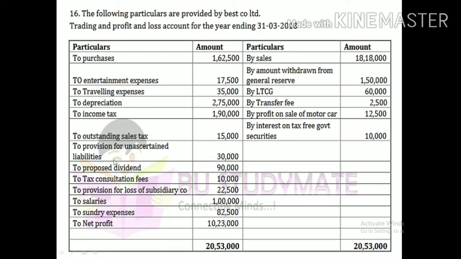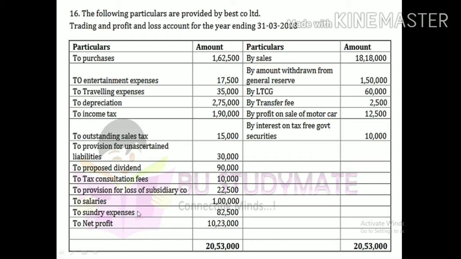Then provision for uncertain liability. A provision created against uncertain liability is inadmissible. Add back to the profit. Then proposed dividend. If proposed interim dividend is there, that should be added back to the profit. Then tax consultation fees is allowable, just ignore. Then provision for loss of subsidiary company is inadmissible, so add back. Then salaries is allowable, ignore.